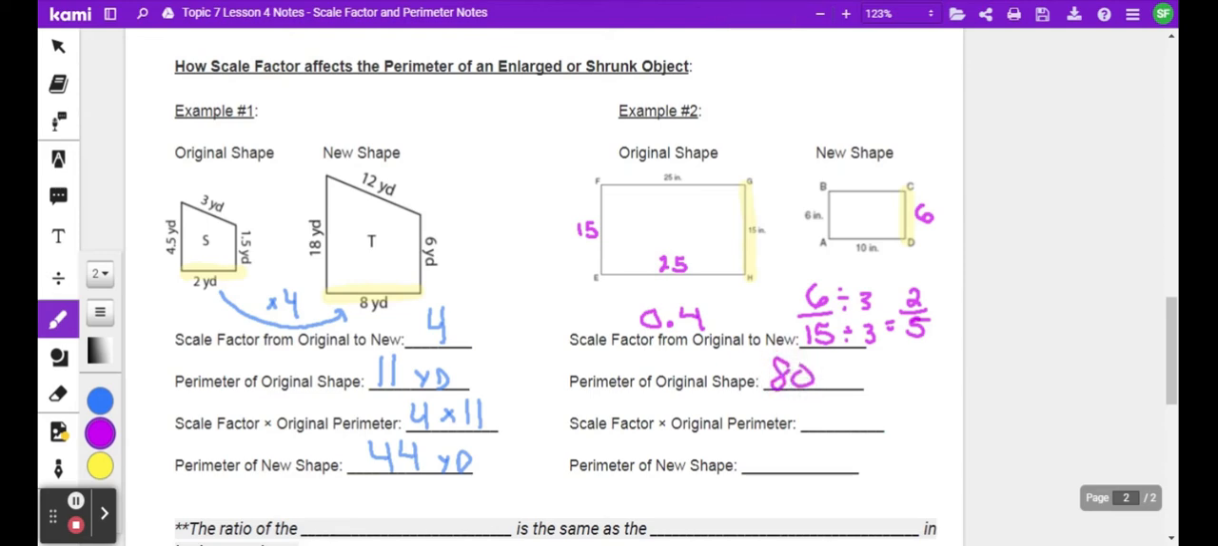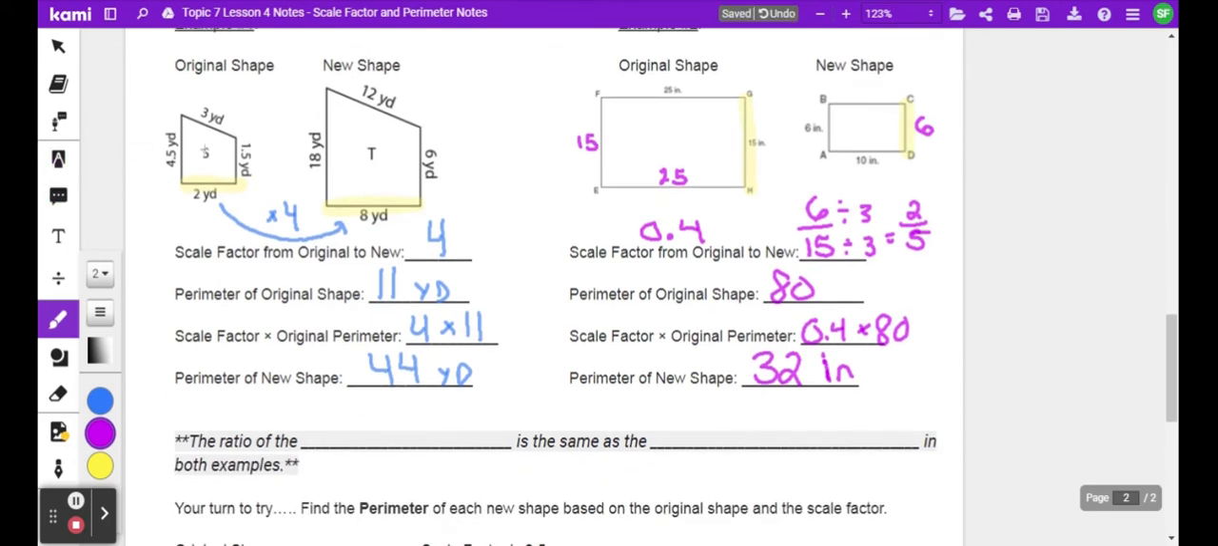In order for me to find the perimeter of the new shape, all I need to do is take the scale factor, which was 2/5 or 0.4, and multiply that by 80. And everything from topic 0 comes into play here, right? If you take 0.4 and you multiply it by 80, you are going to get a perimeter of 32 inches for the new shape.